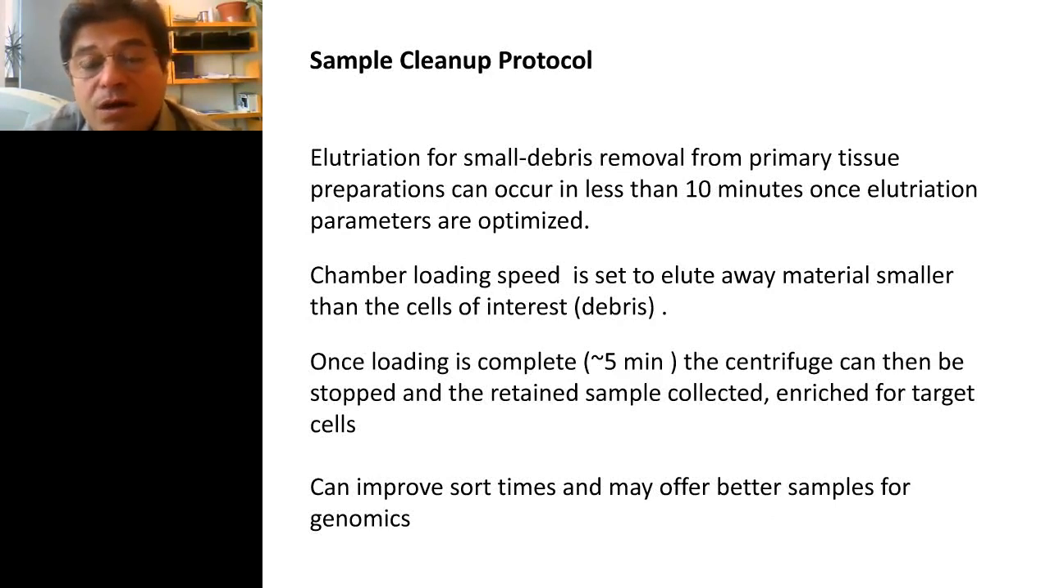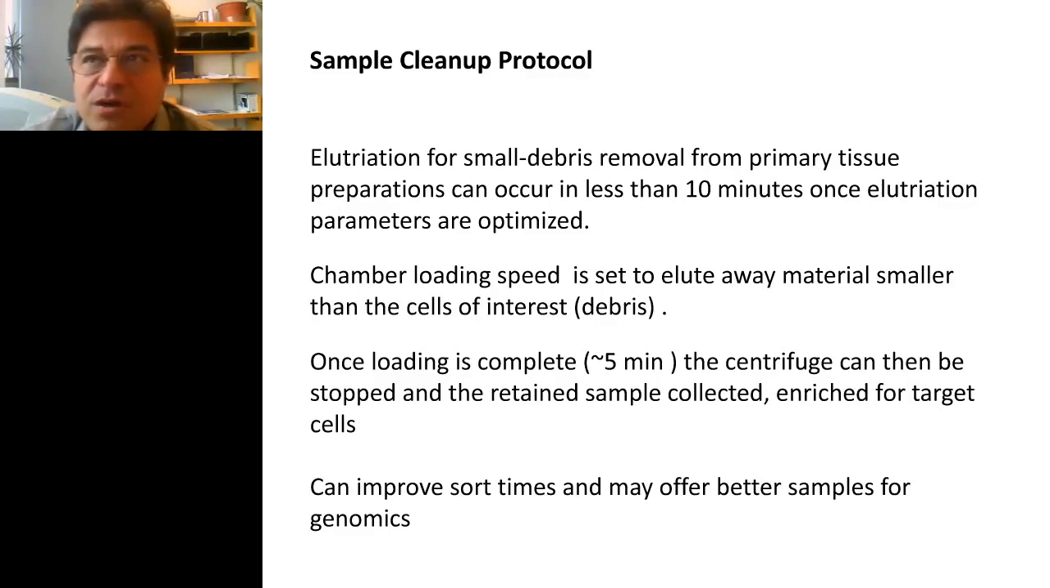So one newer approach that we're taking in our lab is to use the elutriator to remove small debris from samples that can cause the cell sorter some problems. The reason we need to do this is that in a flow cytometry lab, people are often presented with samples made from primary tissue, where there's a lot of enzymatic digestion, some sort of sample preparation that results in a lot of debris. This is kind of common.